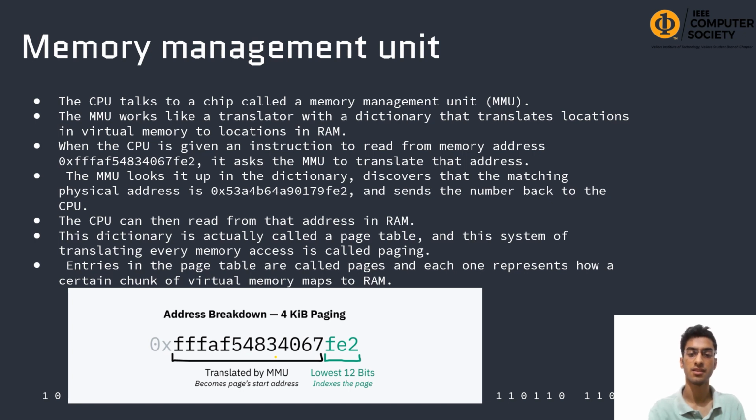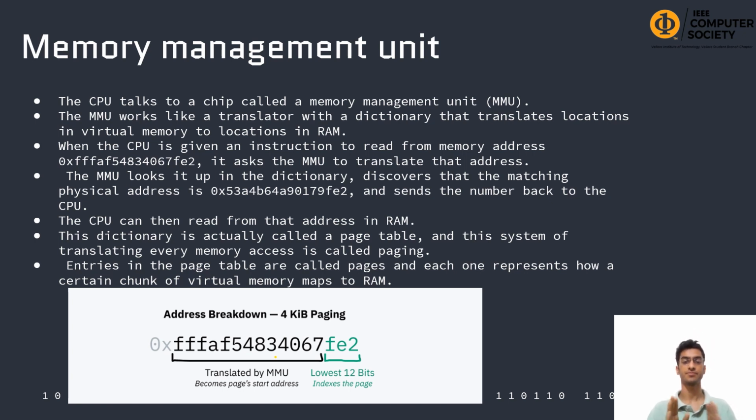However, okay, so we can see the address breakdown of the paging here. The lowest 12 bits will always be the same after and before the MMU translation. This is because these bits are needed to index the 4 kilobyte page that we get post translation.